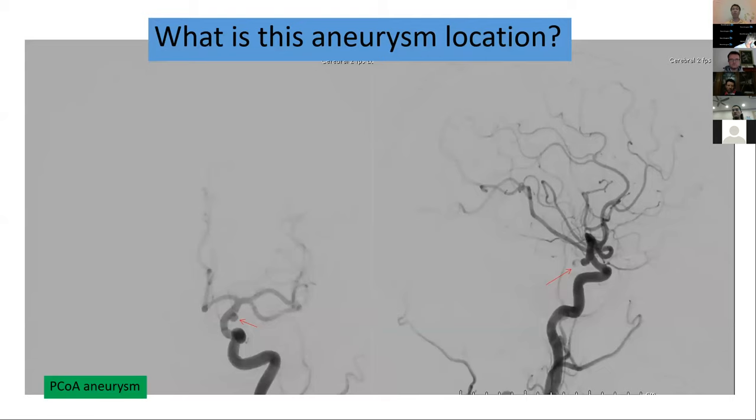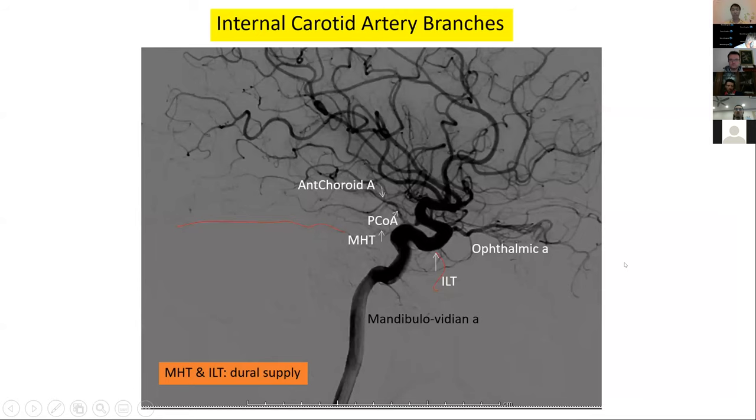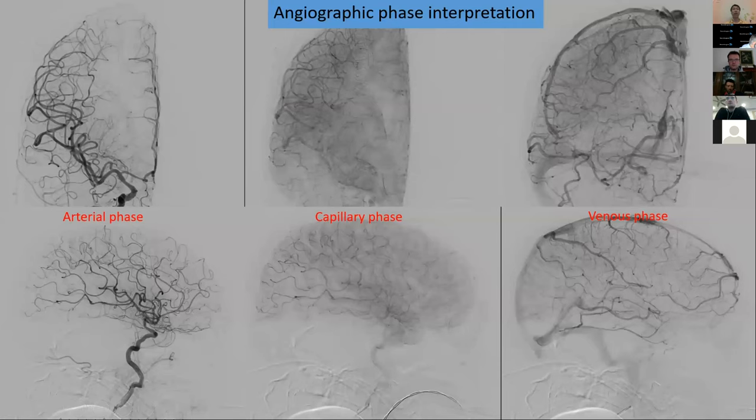In this case, this is a PCOM, and as I mentioned before, it is the opposite of the ophthalmic artery. Another branch is from the meningohypophyseal trunk and the ILT. I will go fast because the time is very short.